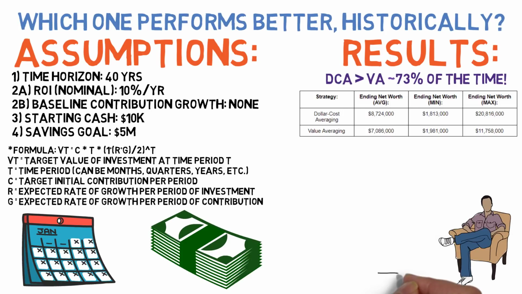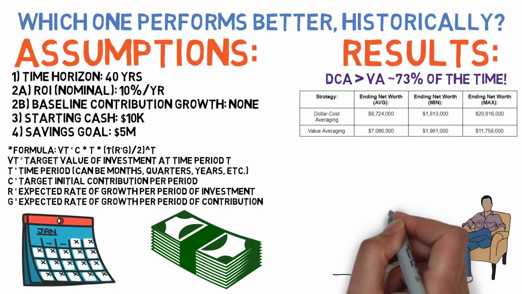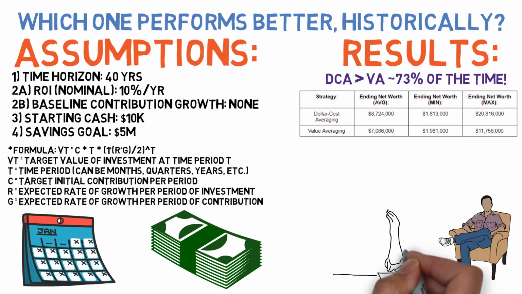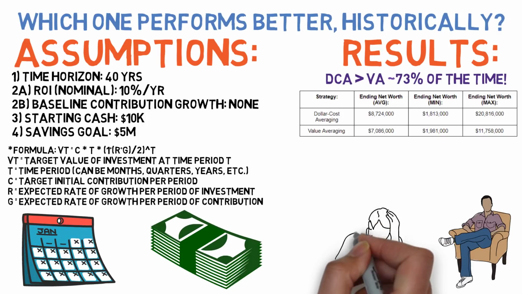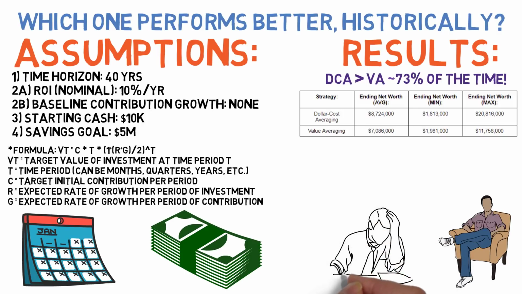I also reran the simulations using different return assumptions, time horizons, startup cash levels, and savings goals just to see if the story would change, but it didn't really. The exact numbers and margin of victory obviously did change, but the overall story remained the same. Dollar cost averaging came out ahead anywhere from 70 to 90% of the time, and value averaging almost always had an edge in terms of minimum net worth figures.